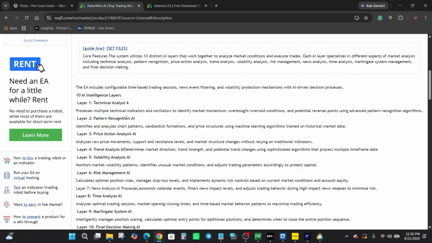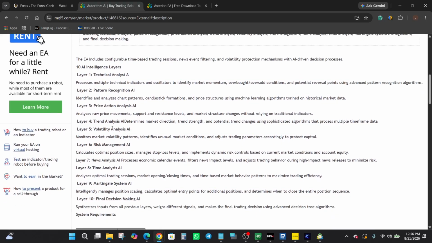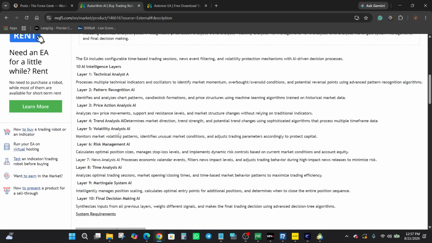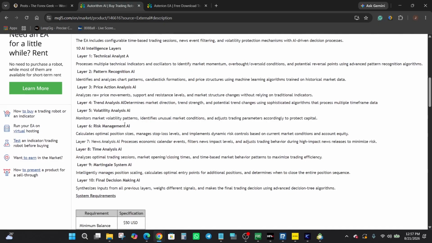The third layer focuses on price action analysis. This one is described as analyzing raw price movements, support and resistance levels, and changes in market structure without relying on traditional indicators. Then there is Trend Analysis AI, which the developer says evaluates market direction, trend strength, and potential trend changes using multiple time frame data. The fifth layer is Volatility Analysis AI. According to the listing, it monitors volatility patterns and unusual market conditions and adjusts trading parameters accordingly.